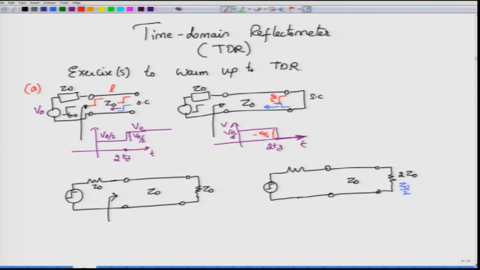So, because in one case the voltage is jumping up and in the other case the voltage is jumping down completely, you can know very well that this is an open circuit case, this is a short circuit case, okay.